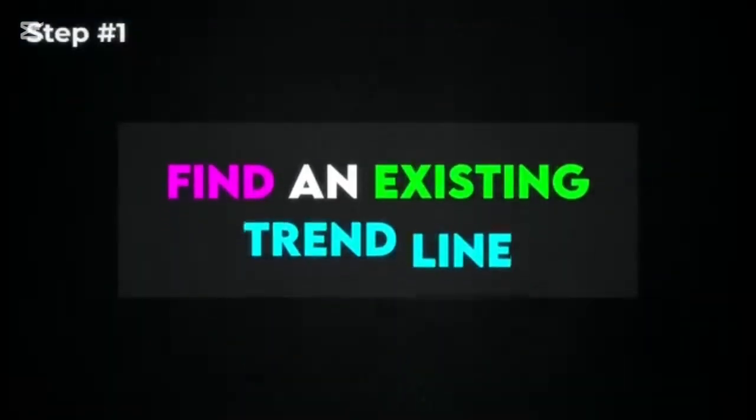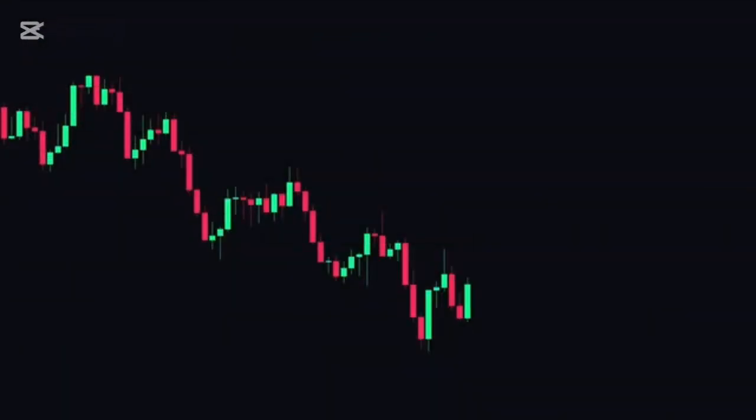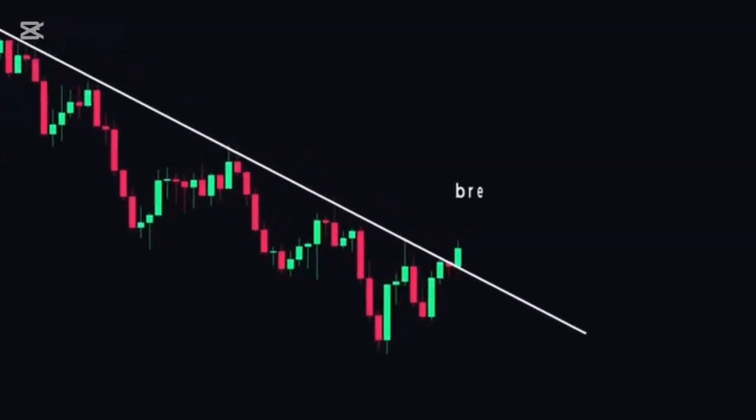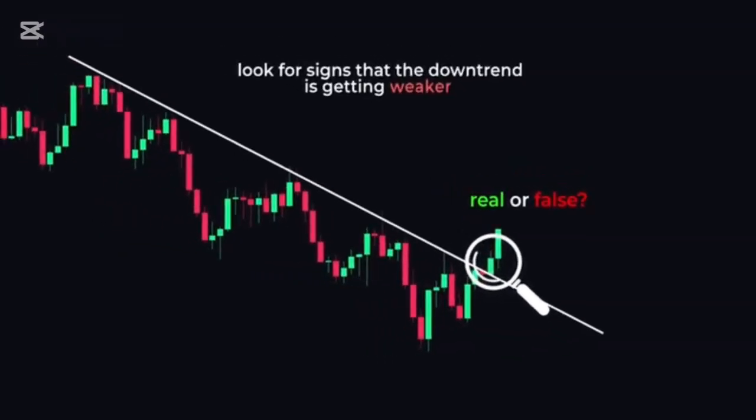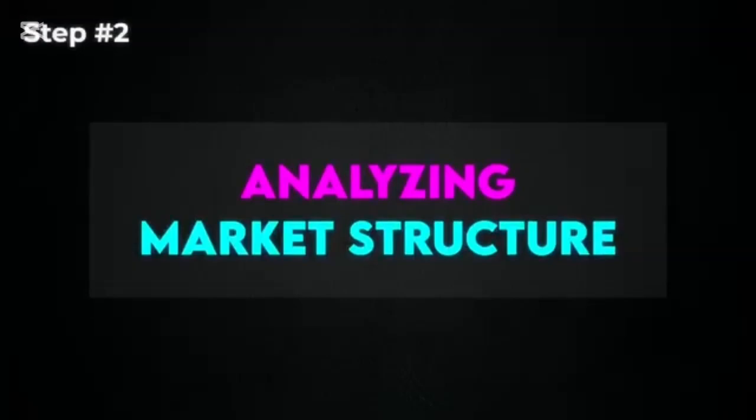The first step of this strategy is to find an existing trend line. And in this chart, we can see that price is in a downtrend, and we have swing points right here that we can connect to draw a trend line. Next, we wait for price to break out of that trend line. Now, in order to know whether this breakout is likely a real breakout or a false breakout, we need to look for signs that the downtrend is getting weaker. And the way I do that is by analyzing market structure.